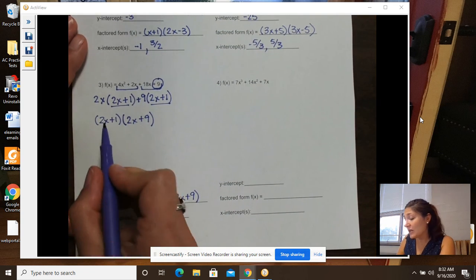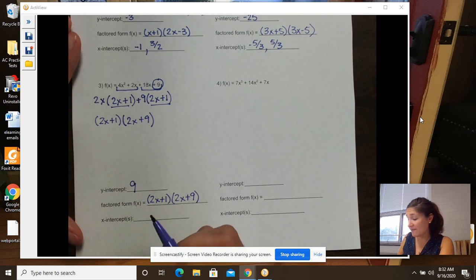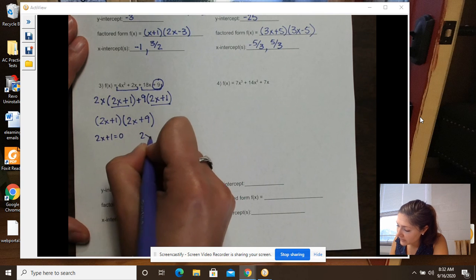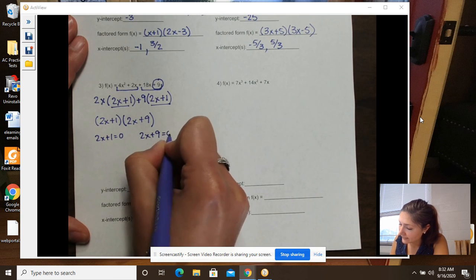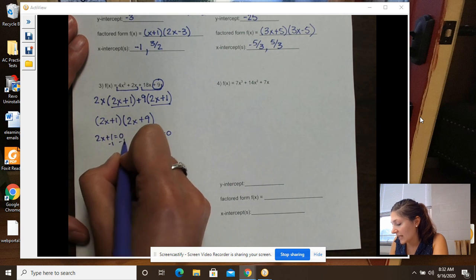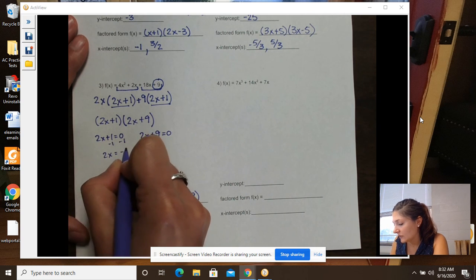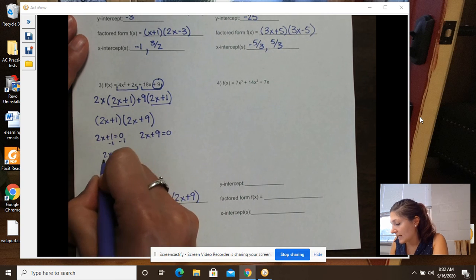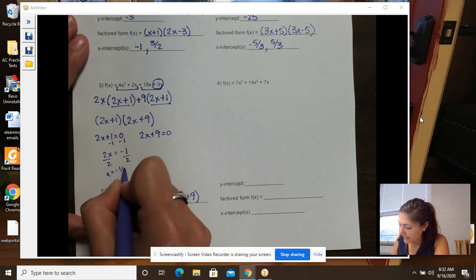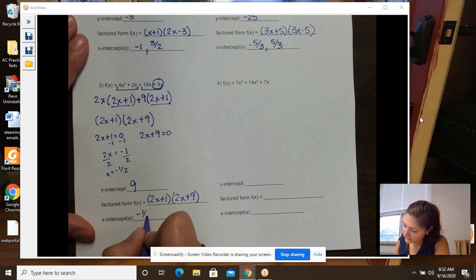And then again, since I've got numbers in front of x in my factors, I'm going to go ahead and set those equal to 0 so that I can solve for my x-intercepts. So for 2x plus 1, I'm going to start by subtracting 1 from both sides. I get 2x equal to negative 1. Then I'm going to divide both sides by 2, and I get x to be negative 1/2. So there's my first x-intercept, negative 1/2.